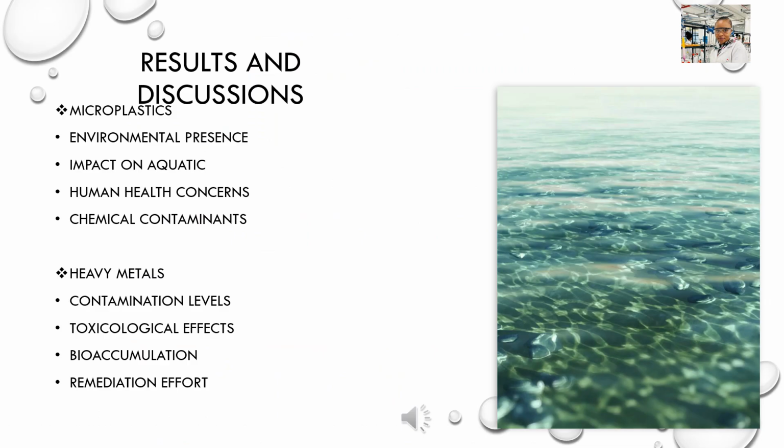The findings on microplastics and heavy metals highlight significant environmental and health risks. Addressing these issues requires improved waste management practices, effective water treatment technologies, and ongoing research into the impact of these pollutants on ecosystems and human health. Microplastics have been detected in various freshwater and marine environments, including rivers, lakes, and oceans. Studies indicate widespread distribution, even in remote areas.